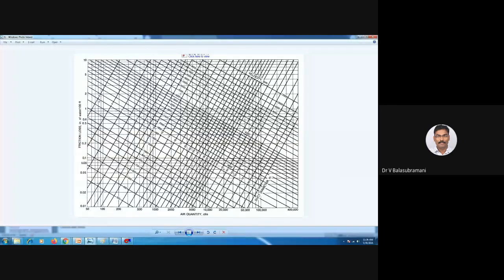You just follow the arrow mark. This inclined line gives the duct diameter. There is an equivalent duct diameter. The line which is having less than 30 degrees with respect to the vertical line, this line gives the duct diameter.